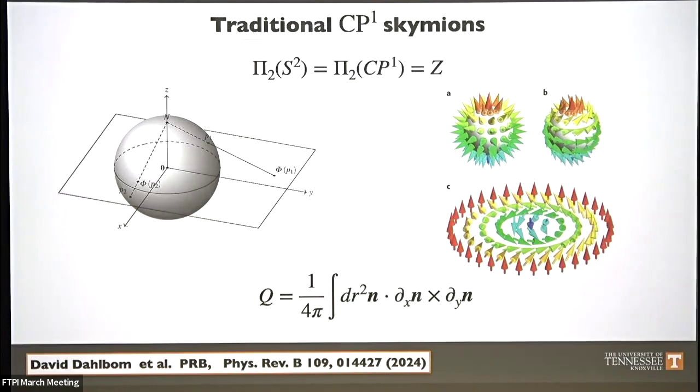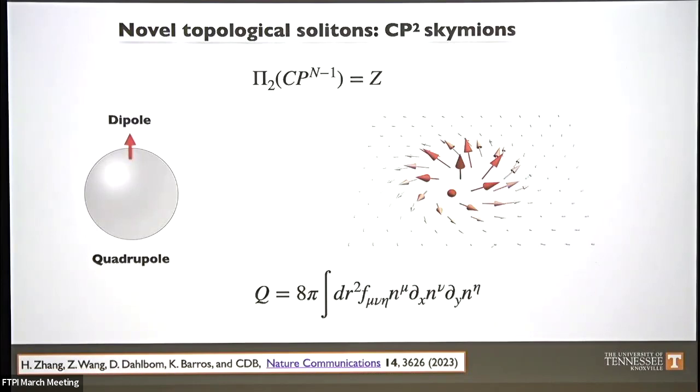These are the usual skyrmions: at the south pole, for instance, the spin is pointing down, the dipole. When you go to infinity, the spin is pointing up. When you map this back into the sphere, the infinity corresponds to the north pole, and the spin is pointing up at the north. Now, the first observation you can make is that the second homotopy group of CP^(N-1) is also the integers, right? So you can embed a sphere into CP^(N-1).